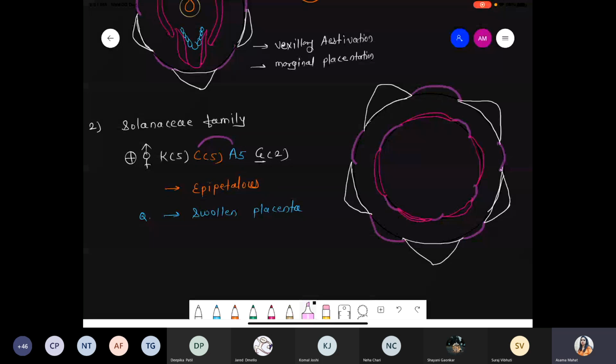Another point, we have to represent the epipetalous condition. Epipetalous means the androecium attaches to the corolla. So such a condition we represent like this attachment. How many androecium are present? Total 5, but they are not attached with each other. But the androecium attaches with the petals. They attach with the corolla. So you can simply represent it like this.